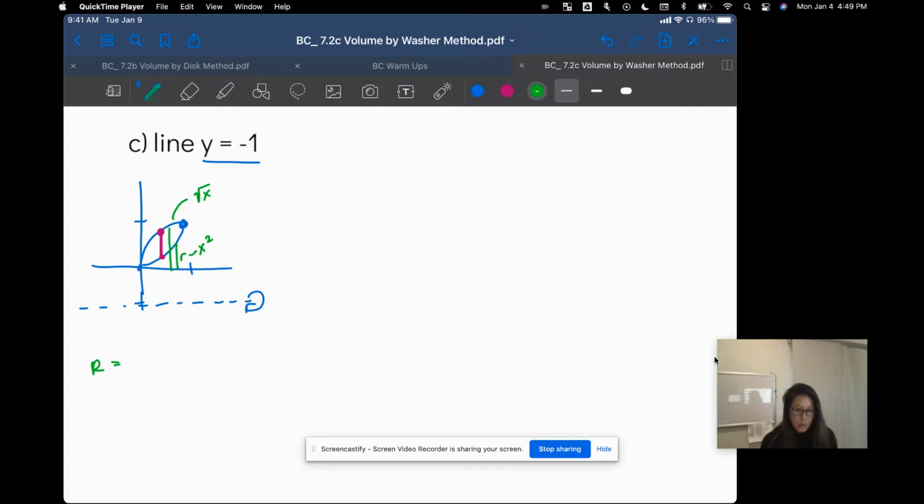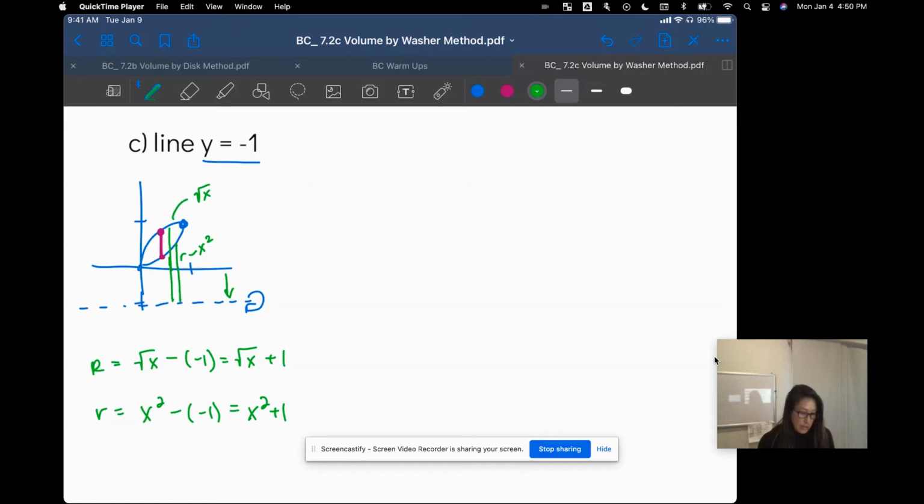We take the outer curve, which is the square root of x, and subtract out, oh wait, these go all the way down to the line of rotation. So I need to subtract out -1, so I end up with a radius of the square root of x plus 1, which makes sense because we're actually adding a unit away from the x-axis, okay? And then the little r would be the x squared, and then that curve lasts until y is equal to -1. So x squared minus -1, which would be x squared plus 1.